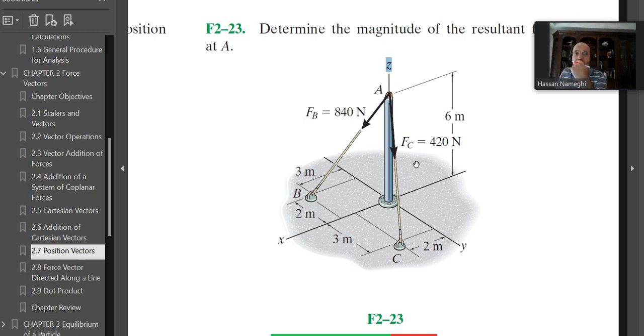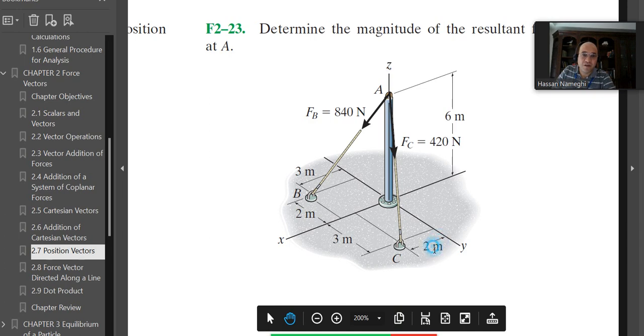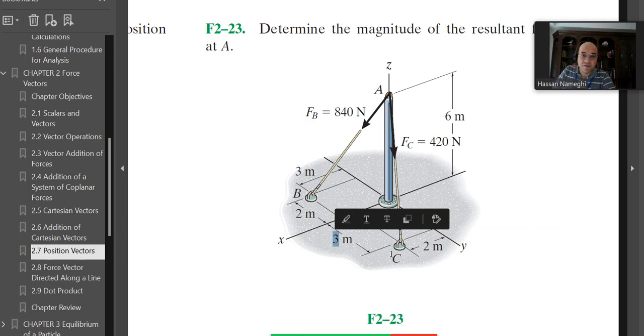Isn't it 0, 0, 6? Very good. All of you were in agreement. 0, 0, 6. So what's the position of point C? No, 2, 3, 0. That's the correct one. You see, the 2 is parallel to the x-axis. Alright? 2 is parallel to the x-axis, so this will be 2, 3, 0.